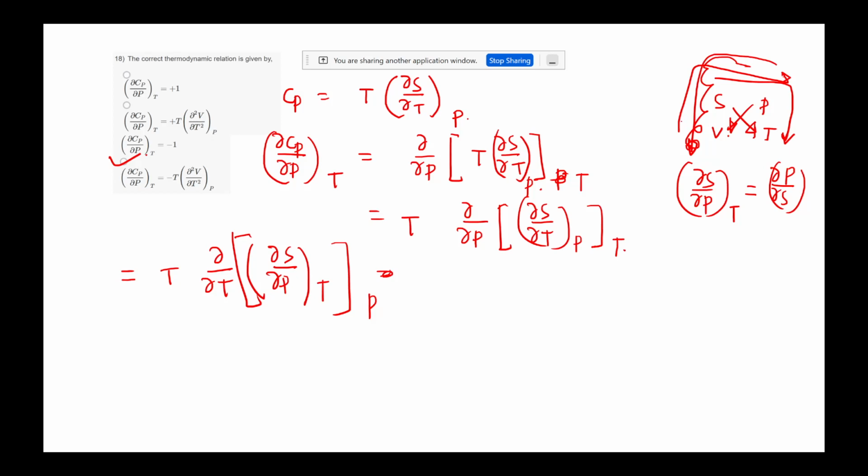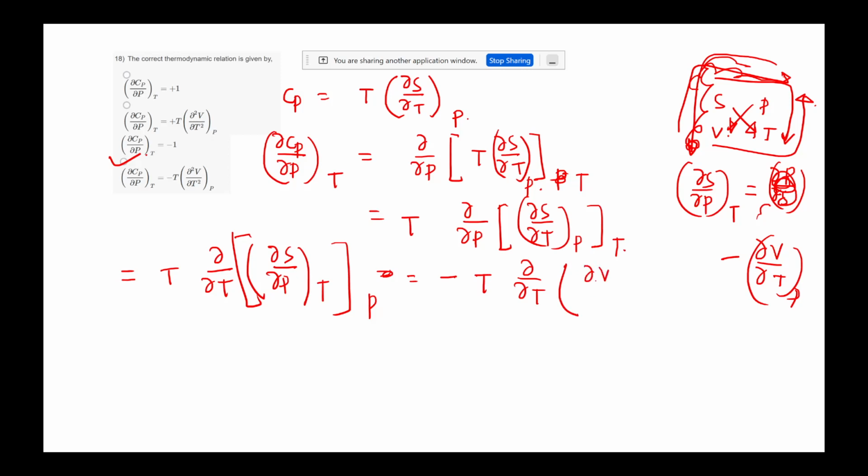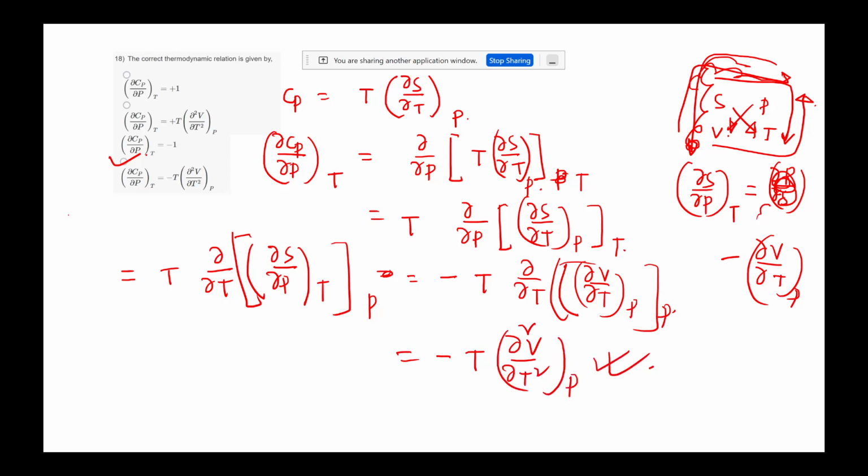Del V del T at constant P, with a minus sign. So this will be del V del T with a minus sign, because these are opposite arrows. Now use that here. So minus T del V del T at constant P. Then it becomes minus T del 2V del T2 at constant P. Okay, so the last option is correct.